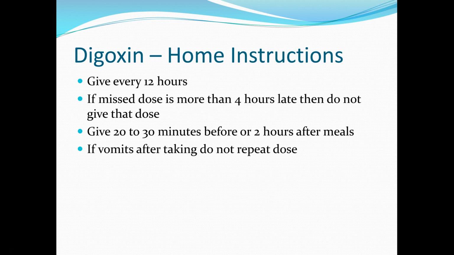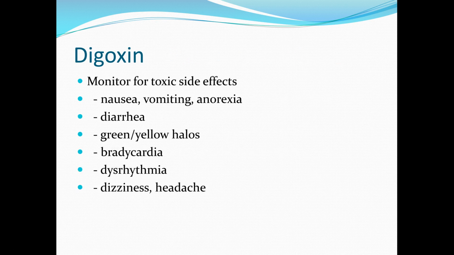So home instructions for digoxin: they're going to give it every 12 hours. If they miss a dose and it's more than 4 hours late, then they shouldn't give that dose. You're going to want to give it 20 to 30 minutes before meals or 2 hours after meals to help with digestion. And if they vomit, then do not repeat the dose.